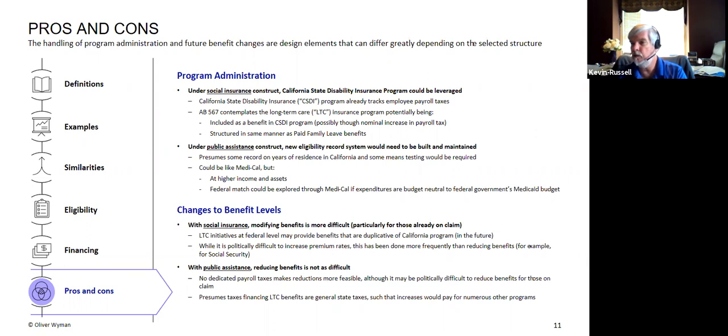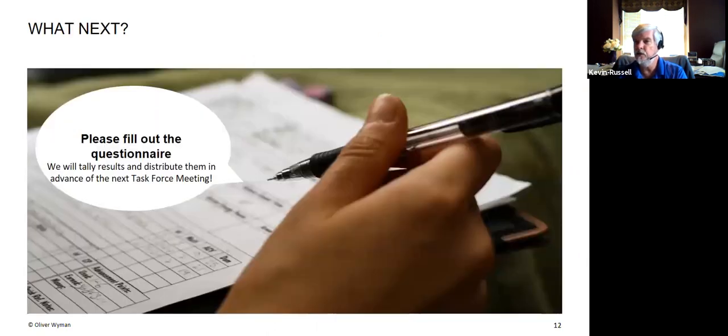Okay, and now moving to slide 12. We're asking that you fill out the questionnaire about social insurance and public assistance. We will tally the results and distribute them in advance of the next task force meeting. And thank you for listening to this presentation.